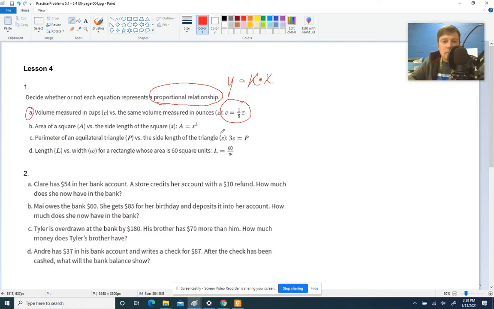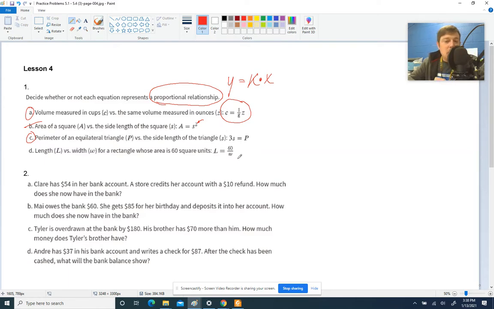That one is good. On the second one there, b, area of the square, they're using an exponent. That's a big no-no. Remember, that's multiplying a number by itself. That's not going to work for us. It goes back a ways. 3 times s equals p. That sets up in the format that we like. 3 times something equals the other side.